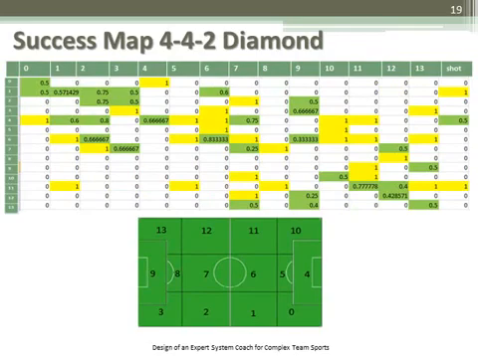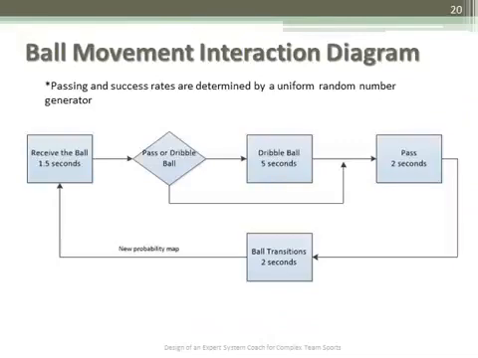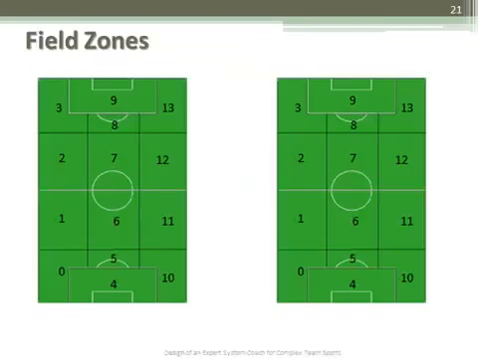This is a success map. This map shows the percentages that a pass will be complete when moved from one zone to another. This is the ball movement interaction diagram. The way the ball moves on the field through passing as well as dribbling is shown here using different distributions.